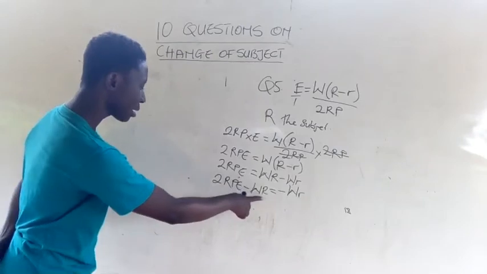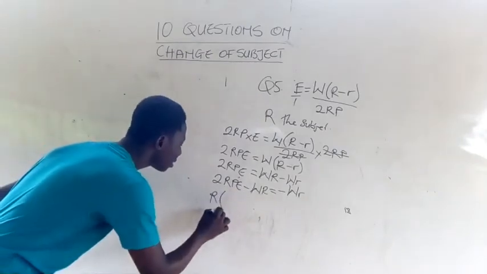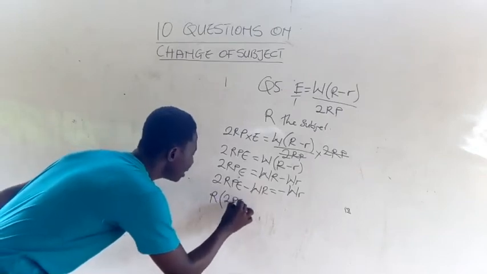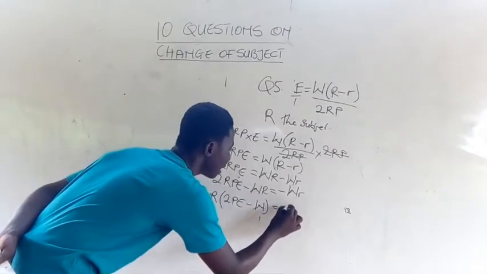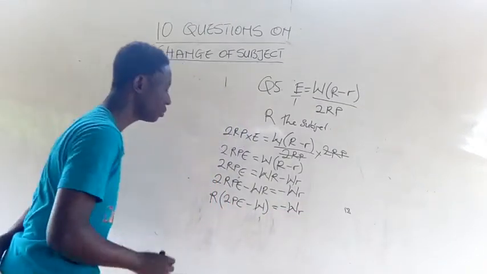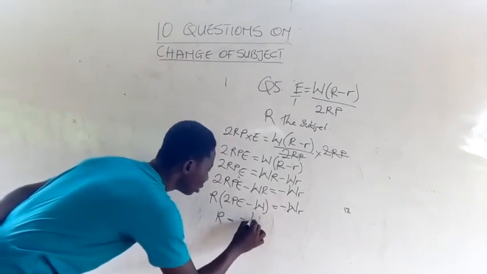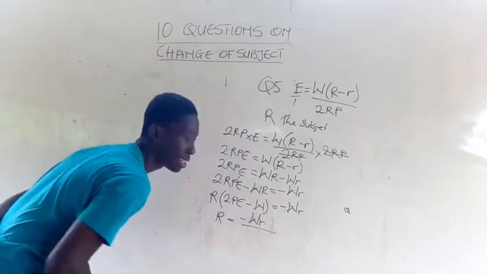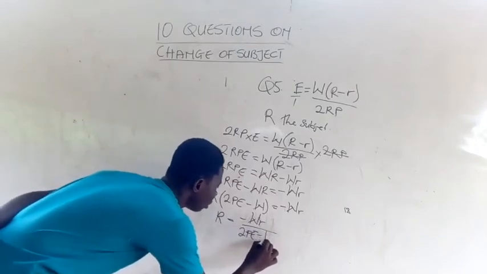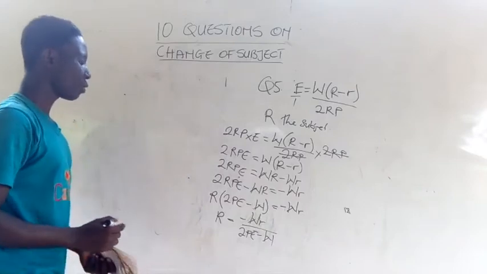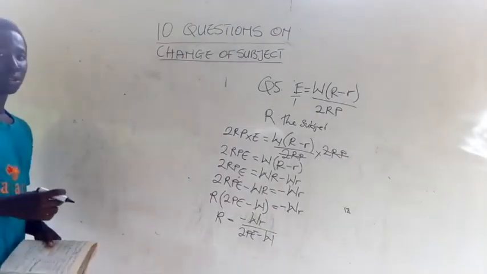Now, capital R will go out. So capital R, I'm going to get 2PE minus W is equal to minus Wr. Now capital R is equal to minus Wr all over 2PE minus W. That is our answer for question number 5. Number 6.